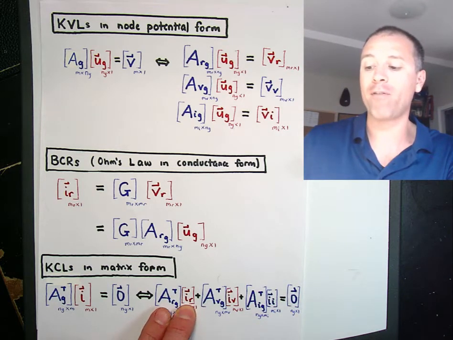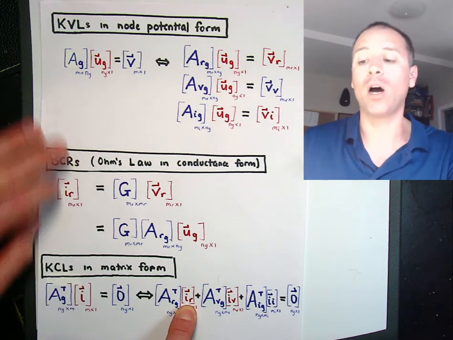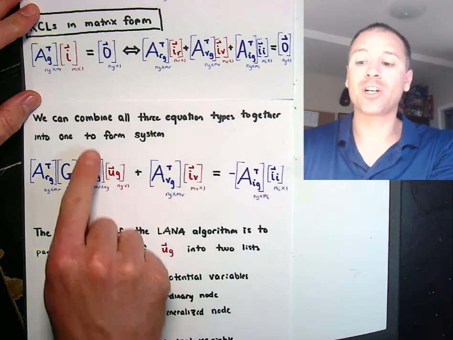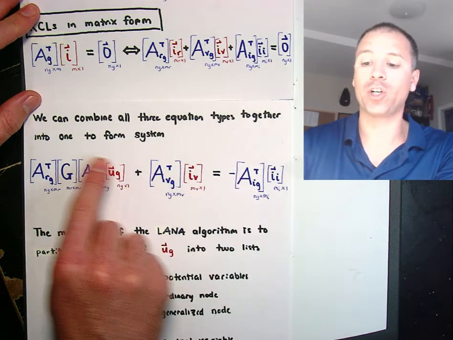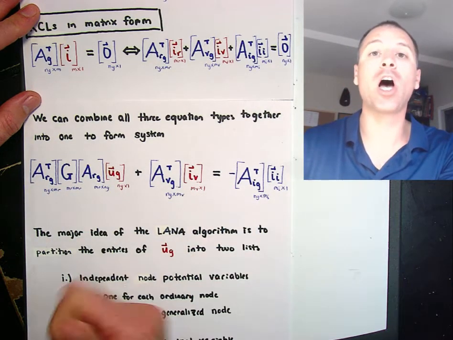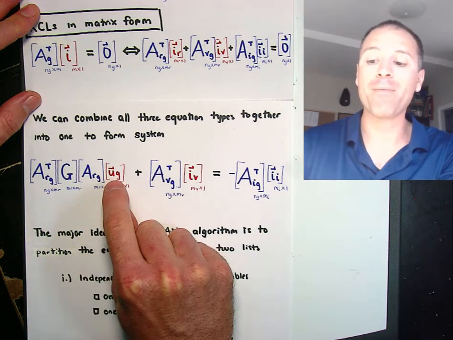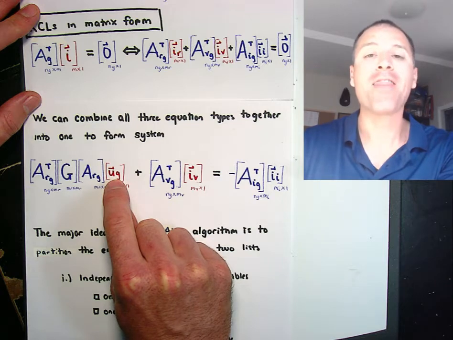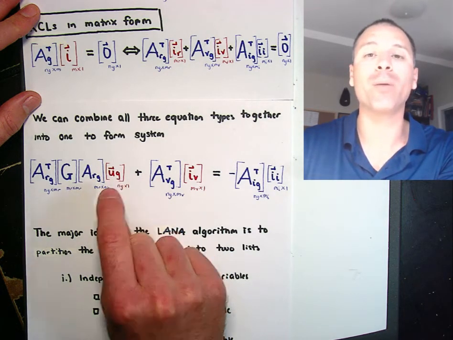Everywhere we see the vector I sub R, we can substitute that back with the two other equation types, and that allows us to combine all three of these equations into a single system, which looks like this. This system is ungrounded, so we have not yet chosen ground node, and in the matrix U sub G, there are dependencies between the actual entries that arise from the voltage sources.